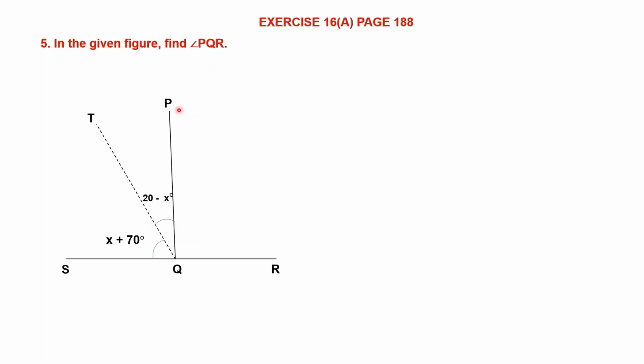Now which angle is that? P, Q and R are here. So this is the angle that we have to find out. The angle in red is the angle that we need to find out. Now, SQR is a straight line. Can we see that? SQR, as you can see, is a straight line.